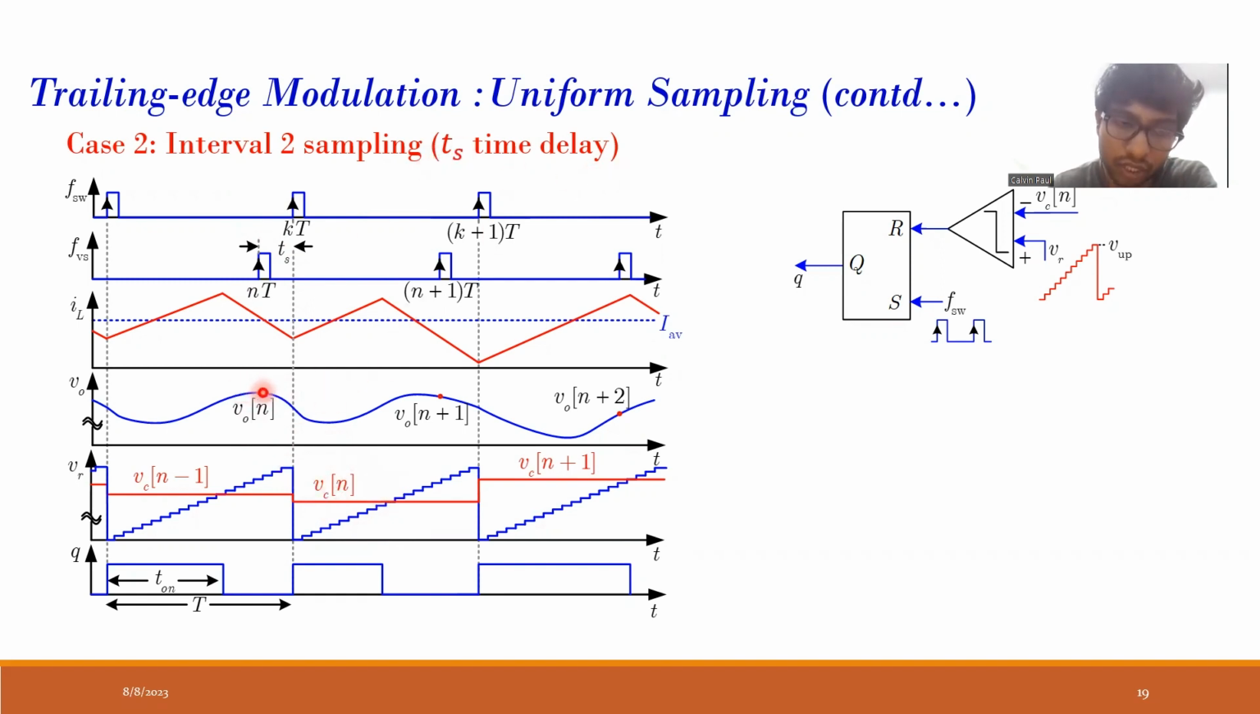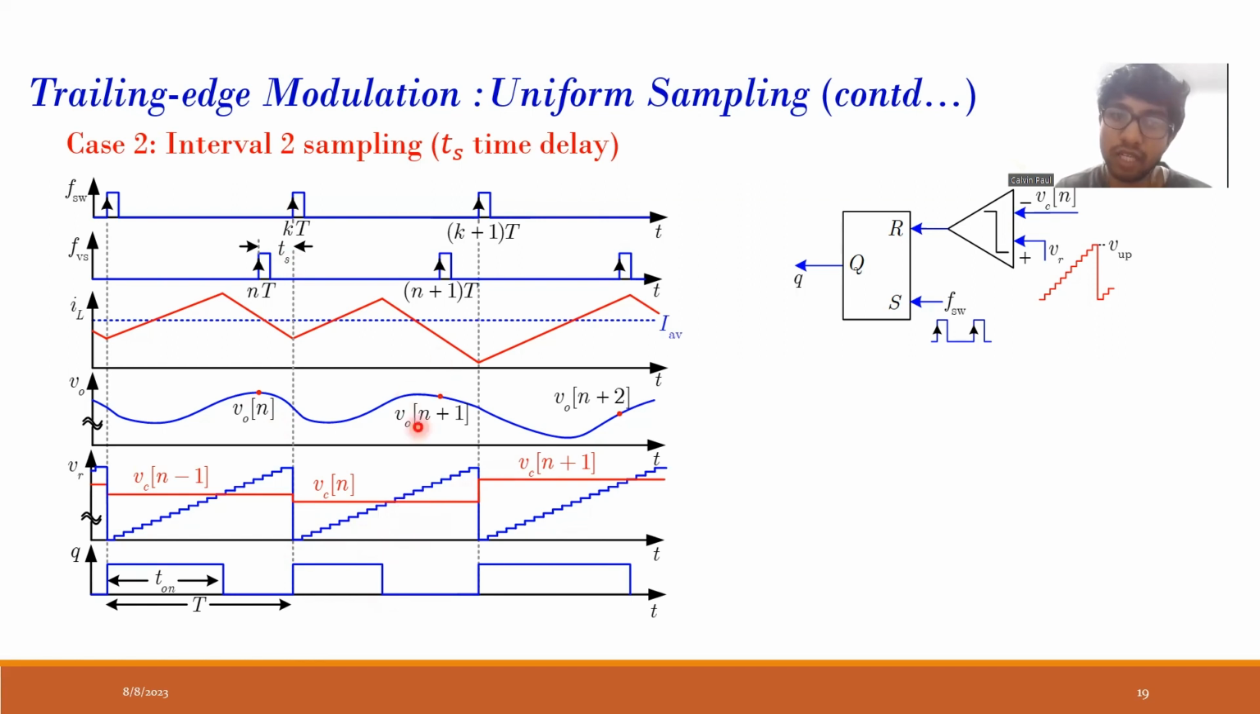Although I'm taking the sample over here, I'm updating the controller output over here. So this delay accounts for the ADC conversion time as well as for the controller computation time. And once the controller value gets updated, that updated controller value is compared with this staircase ramp generator to generate my duty ratio.